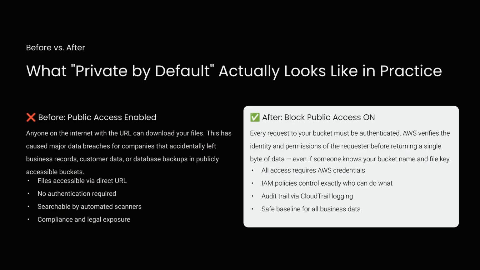With public access enabled, anyone with a URL can download files, leading to major data breaches. With Block Public Access ON, every request must be authenticated, requiring AWS credentials even if someone knows the file key. This is a secure baseline.